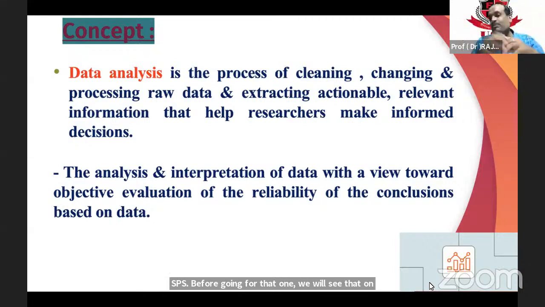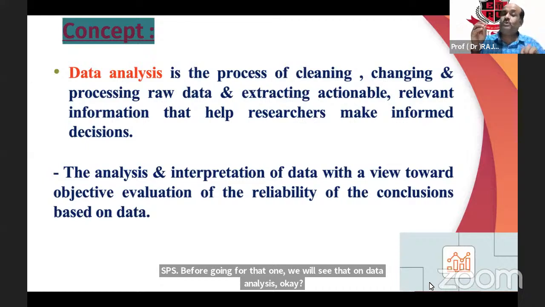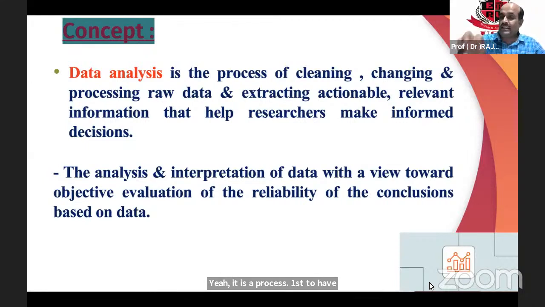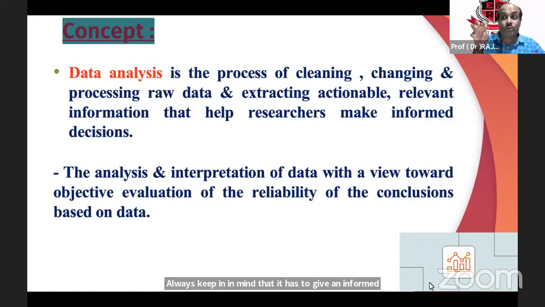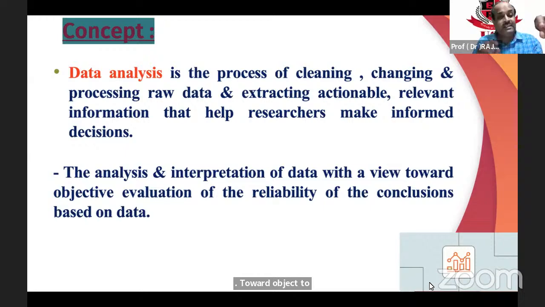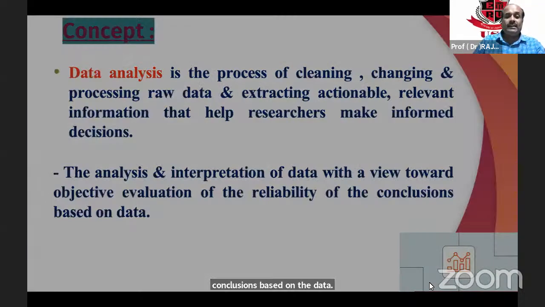It is a process. First, we have to edit, clean, change and process data, and extract actionable and relevant information that helps researchers make informed decisions. Always keep that in mind. You have to take decisions depending upon the validity of the data. So the analysis and interpretation of data, with a view toward objective evaluation of the reliability of the conclusions based on the data. This is the main concept of data analysis.